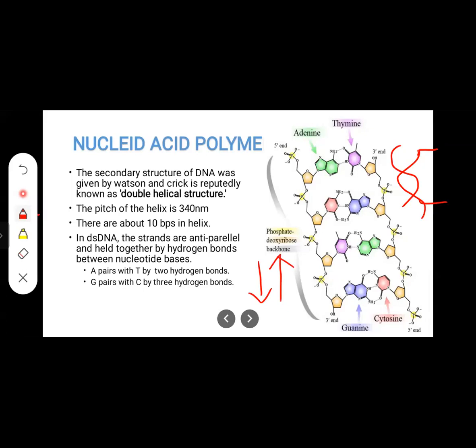So A always pairs with T. A bonds with T by forming 2 hydrogen bonds. And G forms 3 bonds with cytosine. So try to remember this now.